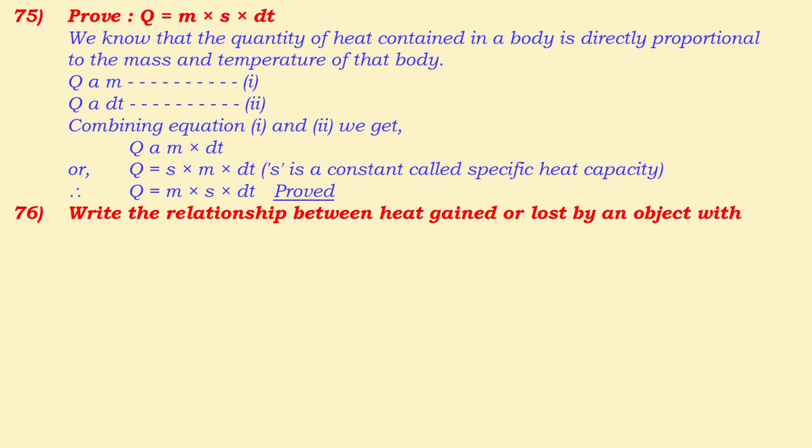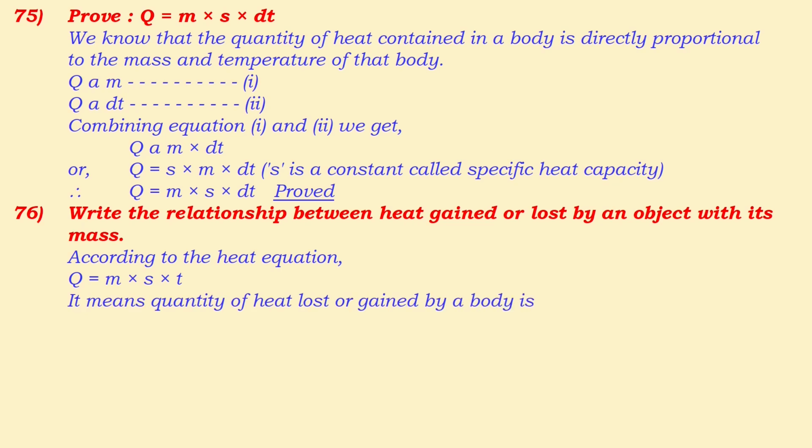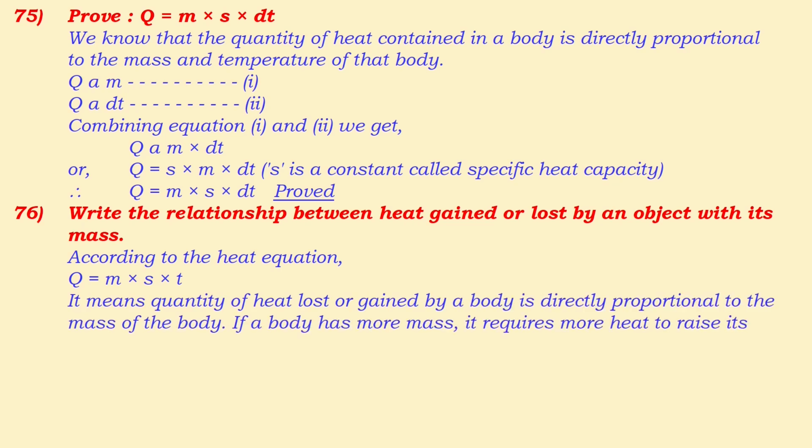Now next, write the relationship between heat gained or lost by an object with its mass. Now we can write this way: according to the heat equation, q equal to m into s into t, or we can say dt also. That dt means difference of temperature, t means temperature. Whatever we need, we can use that. It means quantity of heat lost or gained by a body is directly proportional to the mass of the body. We are concerned just with mass only.